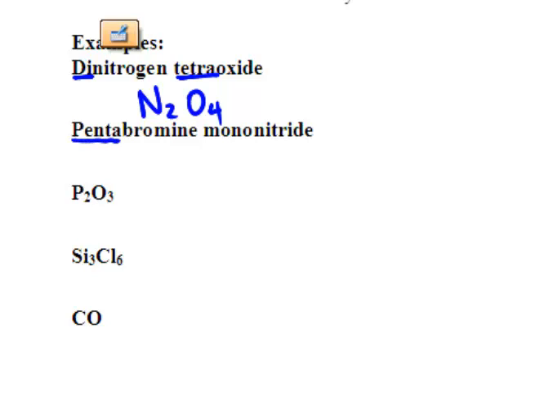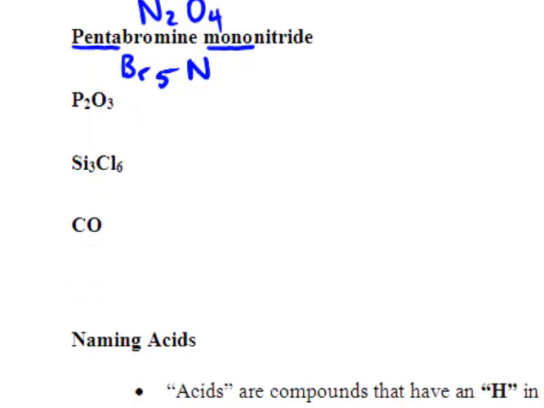Now we've got pentabromine mononitride. Well, our prefix here is penta, and our prefix here is mono. So we've got Br5N, and there's a 1 down there that we don't need to write down. So the prefixes tell us the number of elements present, and we're always dealing with nonmetals.